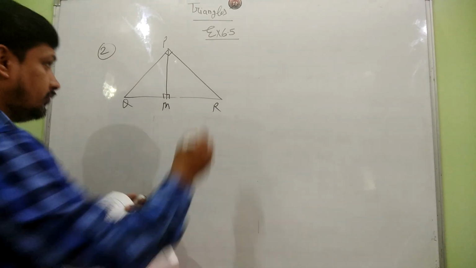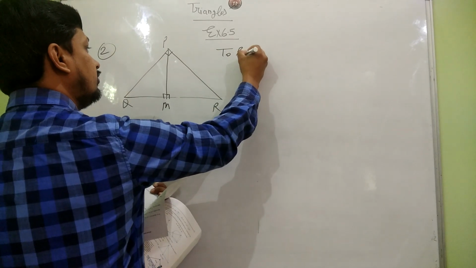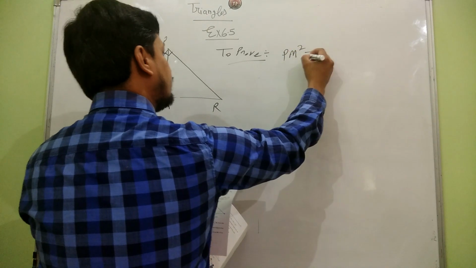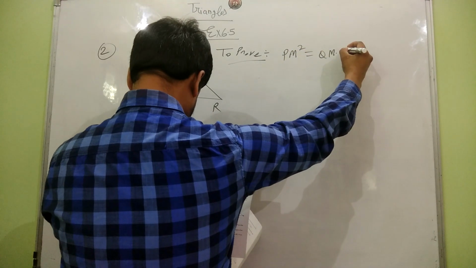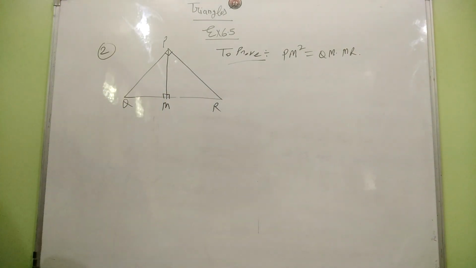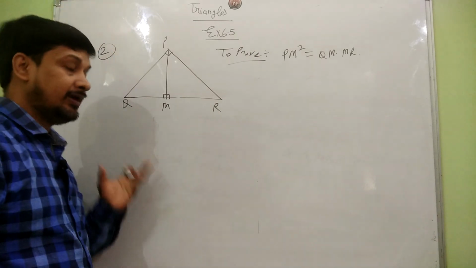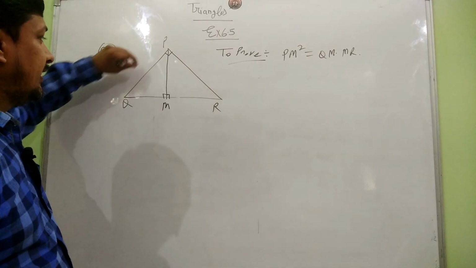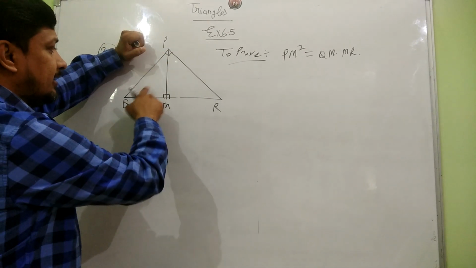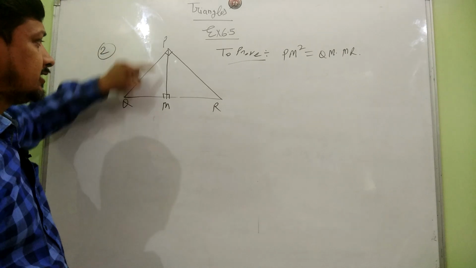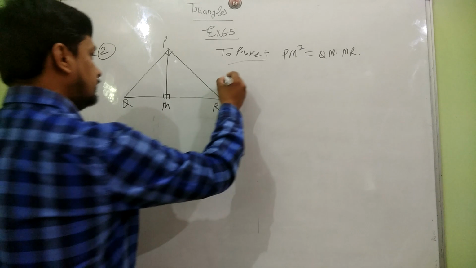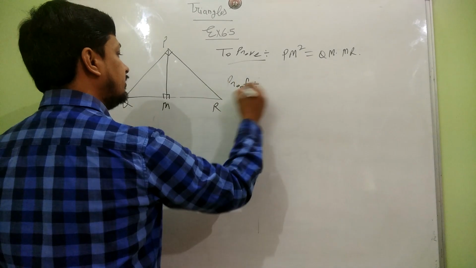So what is to prove? What we have to prove in this triangle? We have to prove PM square equal to QM into MR. So first of all, we have done yesterday that if a perpendicular is drawn from this point, then the triangle is divided into two triangles which are similar to each other, and as well as they are similar to the whole triangle. So we will start the proof from here.